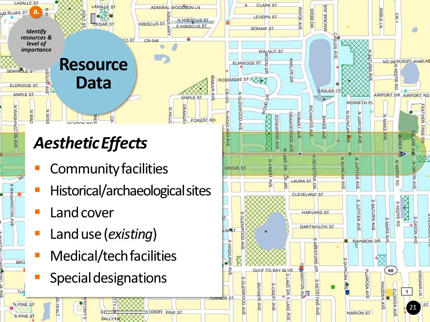In preparation for SCE evaluation, information on a full spectrum of community resources is typically compiled from a resource database, such as the Department's environmental screening tool. From database information, select data that identifies aesthetic resources and conditions in the study area, including community facilities, historical and archaeological sites, land cover, and existing land use. Medical and technical facilities data may reveal noise or vibration-sensitive sites in the study area. Special designations may be telling as to a community's aesthetic resources, goals, and preferences.